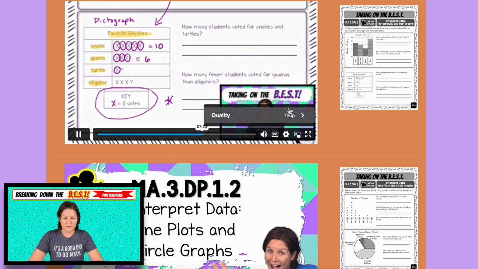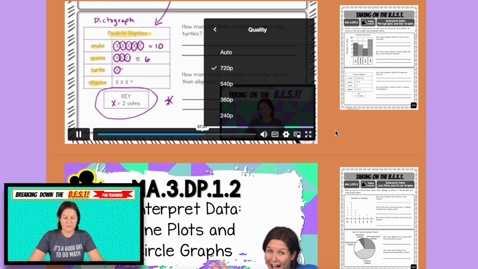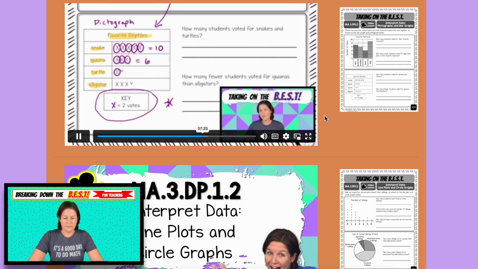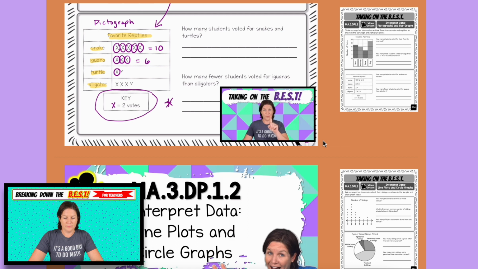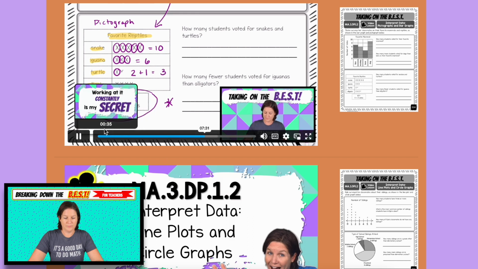And then we have half of an x. How much does half of an x equal? 1, right? We have 2 plus 1, which equals 3.